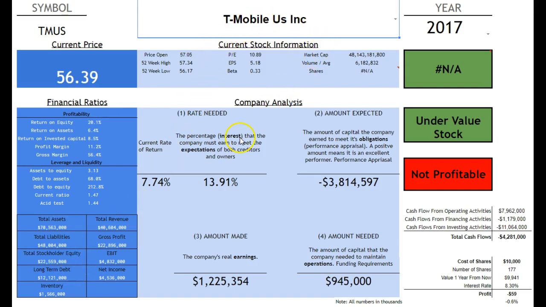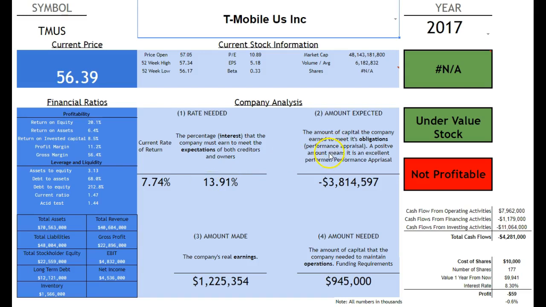The T-Mobile Corporation in 2017 had a current rate of 7%. In order to meet the expectations of both the creditors and owners, they should be making about 14%. What I'm looking for here is that these two different rates are almost alike, meaning they should be at either 13 or 14%. That way I know they're in sync.